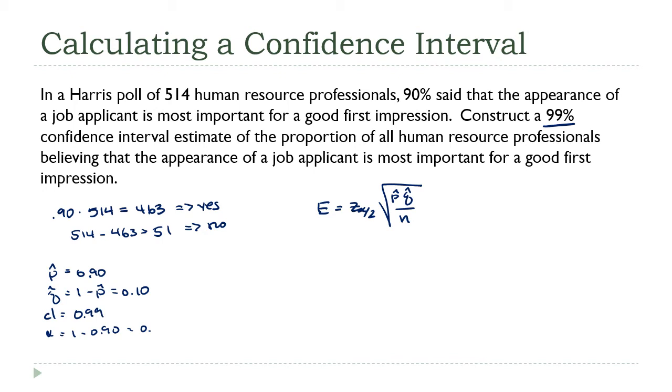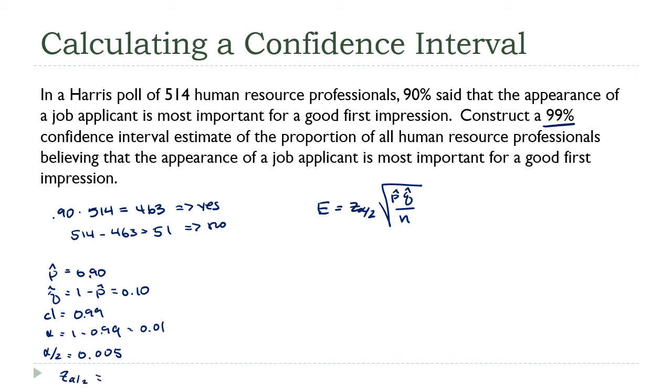It is 0.99, which means this is 0.01, which means alpha over 2 is 0.005. Okay, so to find z alpha over 2, go to your standard normal distribution table, or go back and look at the numbers that you wrote down. It's also down at the bottom of the table that you're looking at. And you'll see z alpha over 2.